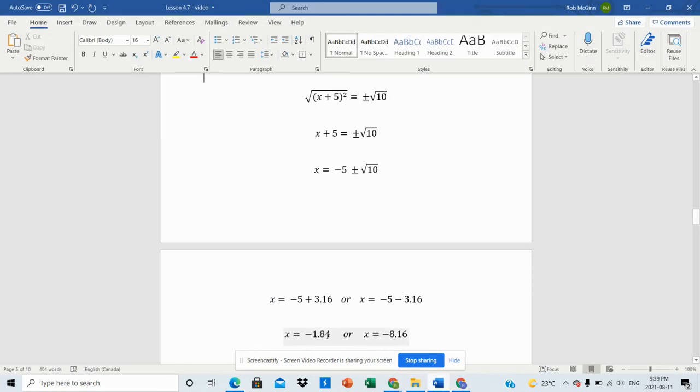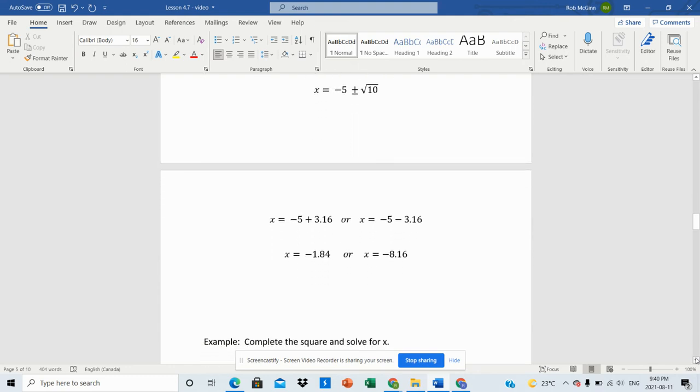So negative 1.84. We're just off a little bit due to rounding. I rounded to two decimals here. And negative 8.16. So we've got our x-intercepts. It works out. The other thing we could do is we could sub these numbers one at a time into our original equation, and our equation should equal 0. All right, so that's our first completing the square.